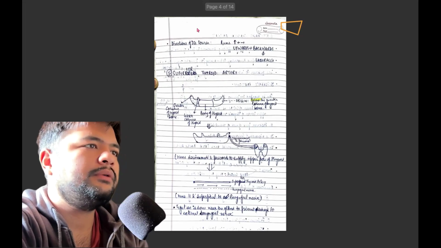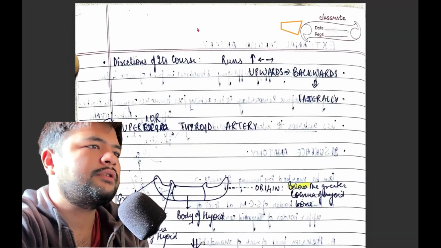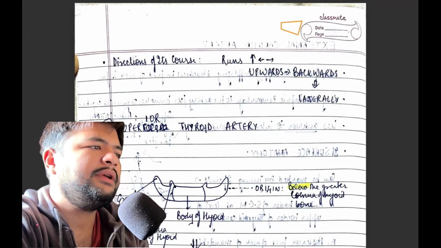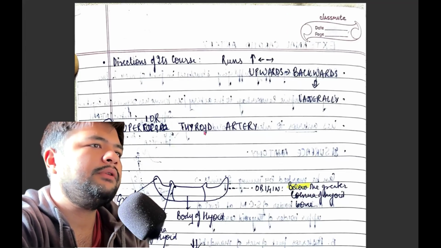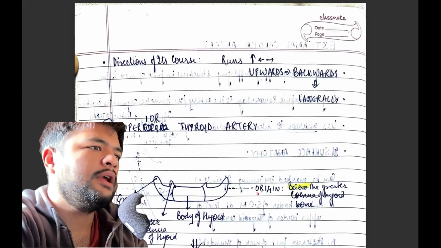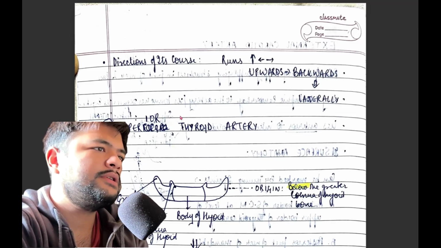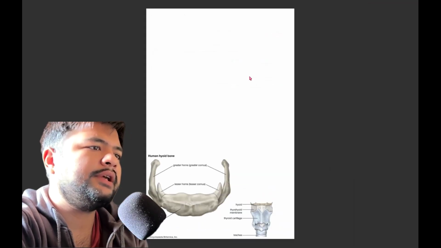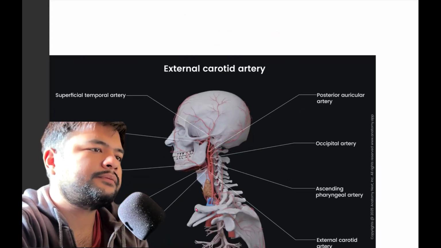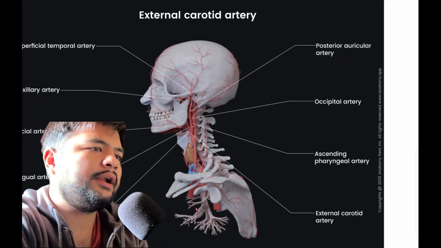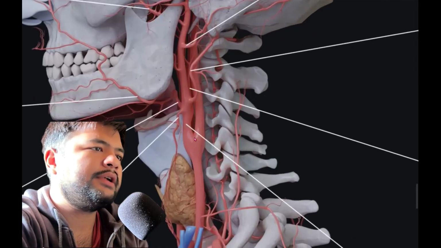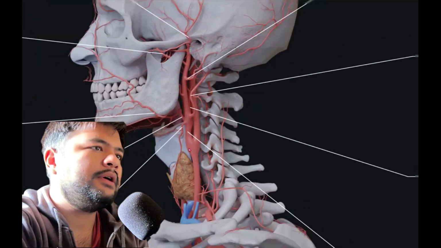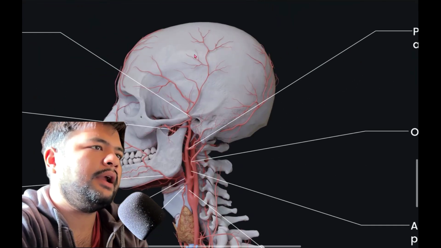So now coming to the directions of its course. Let me erase this first. Then coming to the direction of its course, the external carotid artery runs upwards, backwards, and laterally. Okay, so here in this diagram we can see that this external carotid artery runs upwards, backwards, and laterally.